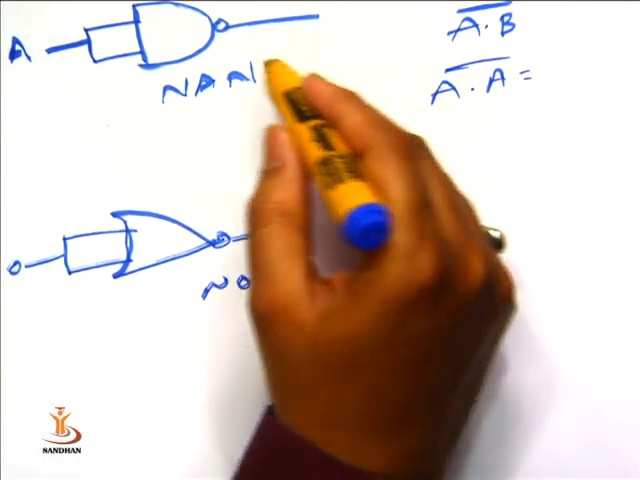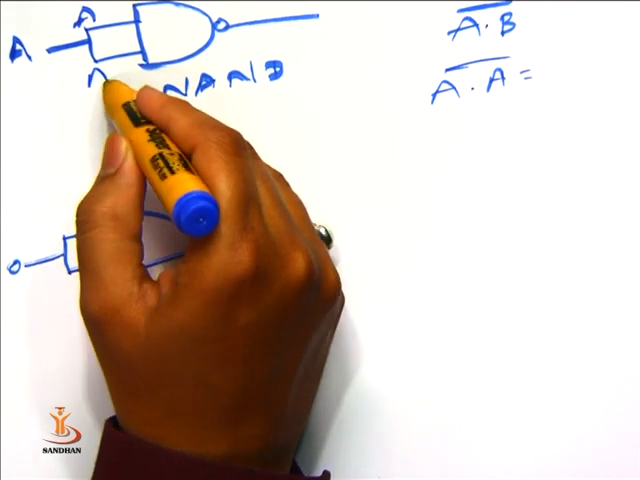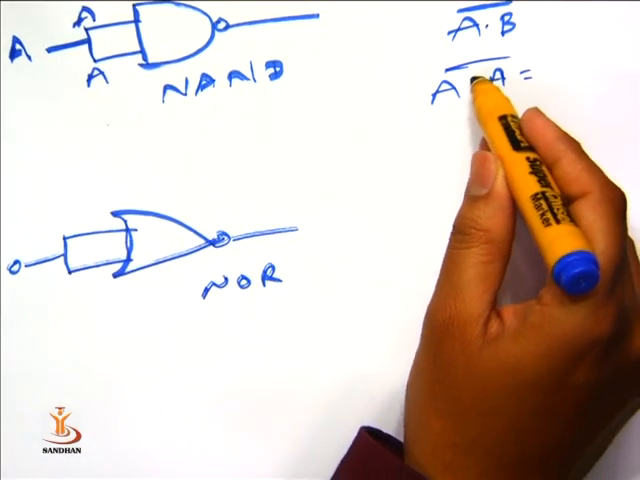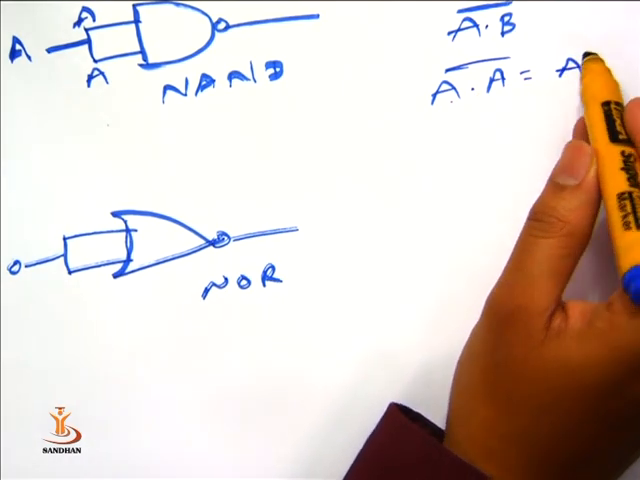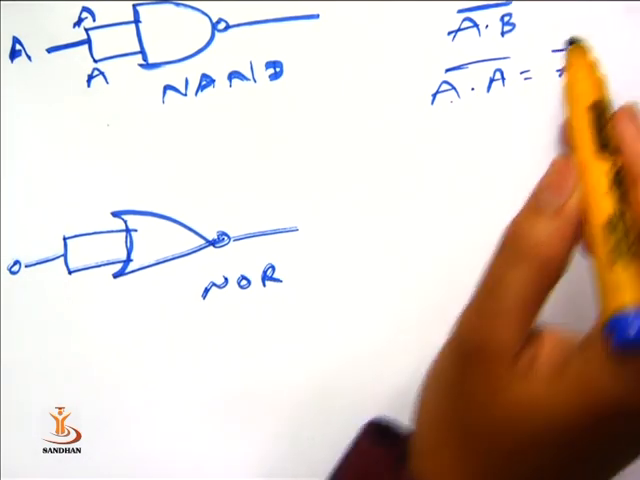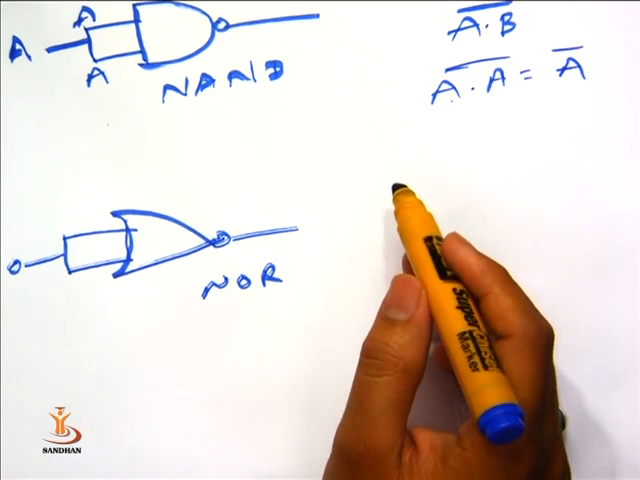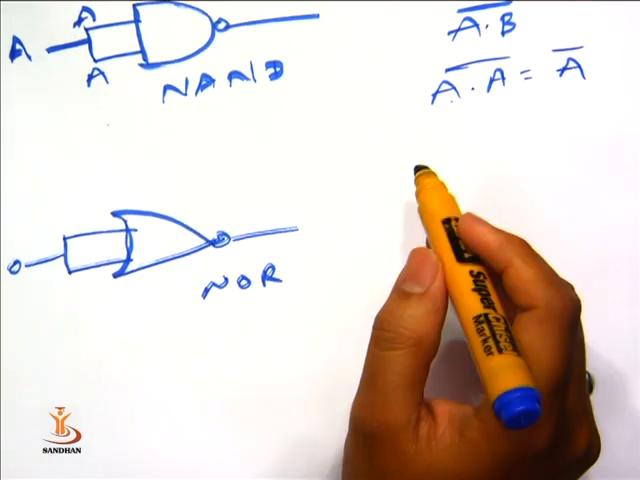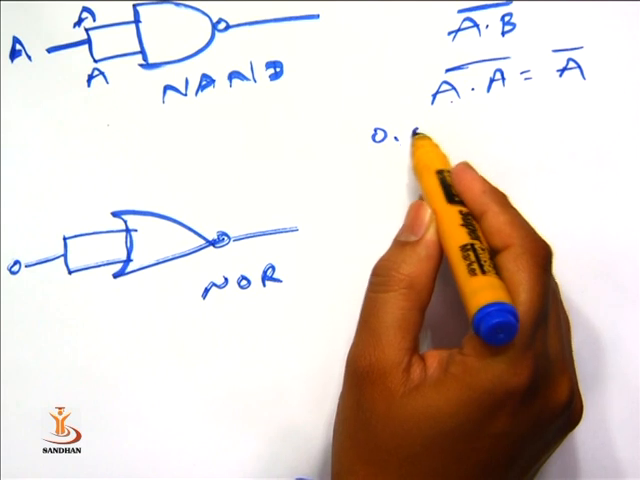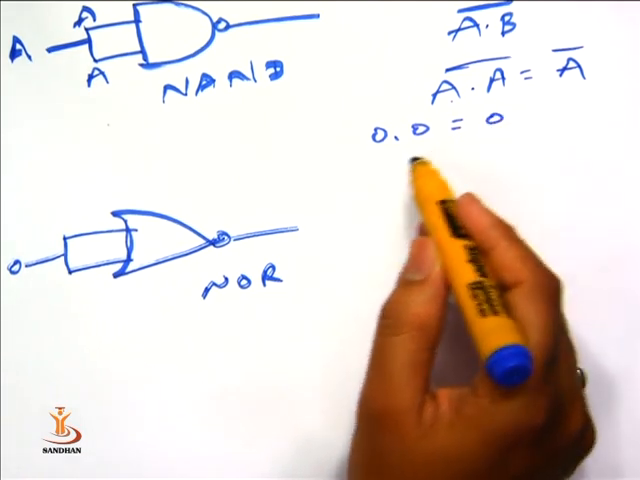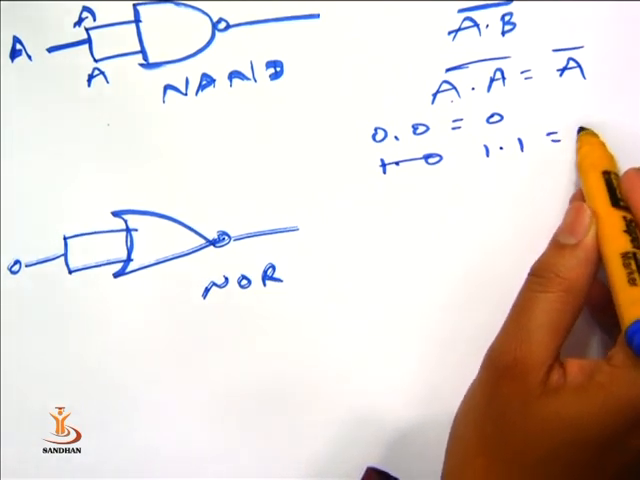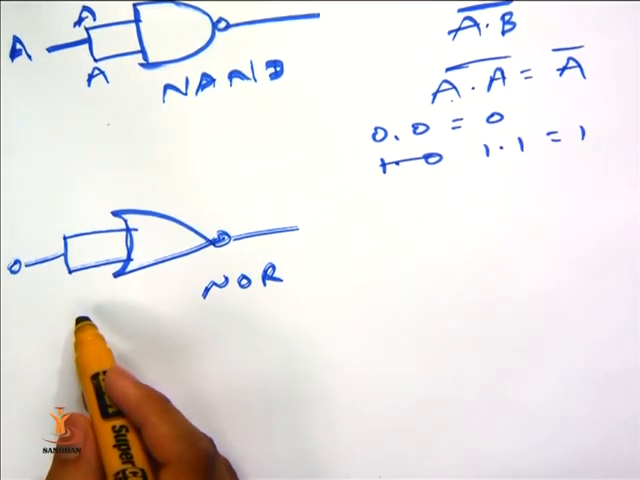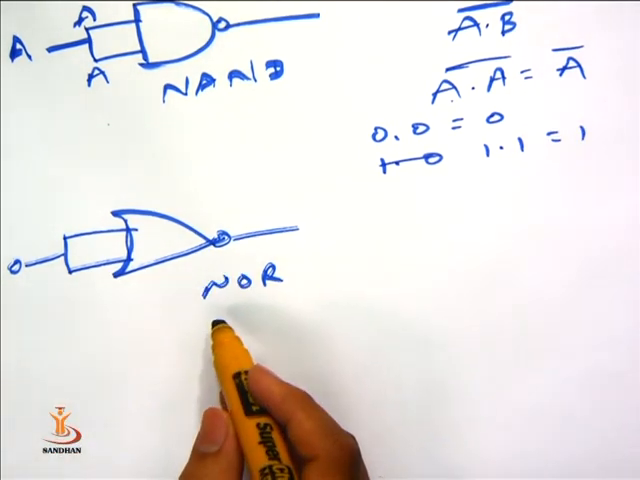So output will be A dot A bar. Now we know that A dot A is also equal to A. So answer is A bar, because 0 dot 0 answer is 0, 1 dot 1 answer is 1. Now what happens for a NOR gate?